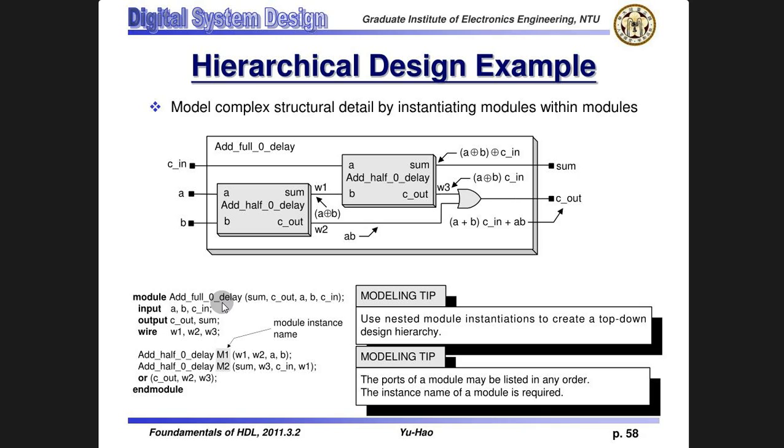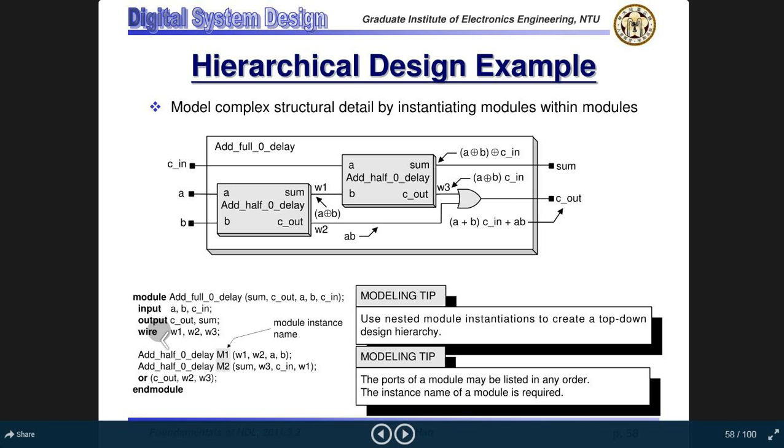So we will again instantiate the module's name and wire names. We have already declared the module name and the port names. After that we establish the wire names, and after that we establish the half adder delay. These are the wire names and the inputs. This is the half adder 0 delay M2 sum W3, C/in and W1, or C/out W2 and W3. This is the end module.